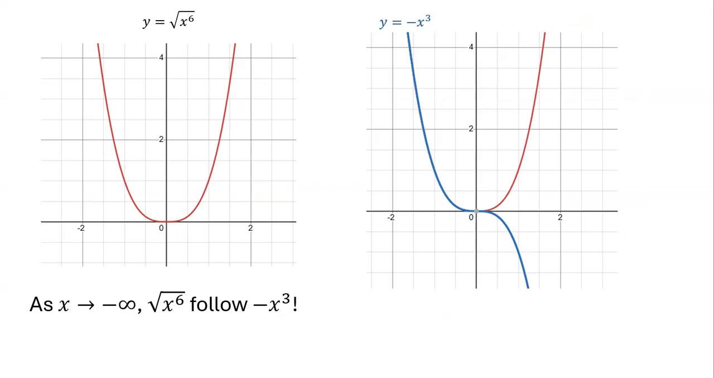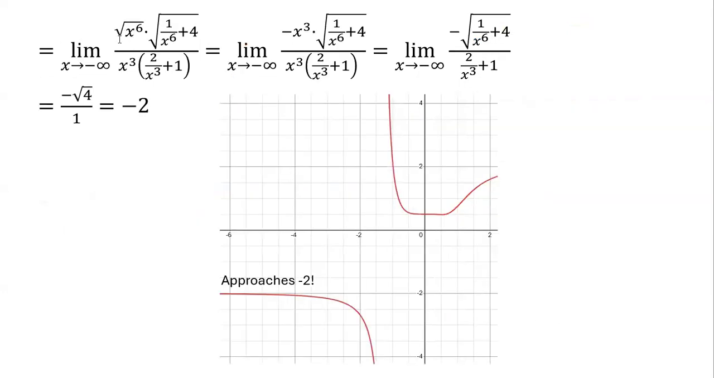So that's why, let's go back to the problem now. We replace this square root of x to the 6 with a simple minus x cubed right here. And then let's do some simplification. These x cubes would cancel, and you're left with this here. Now let's take the limit.